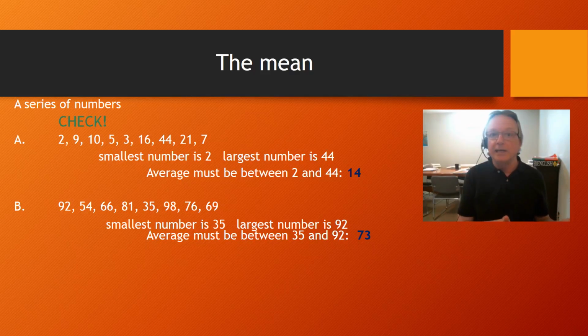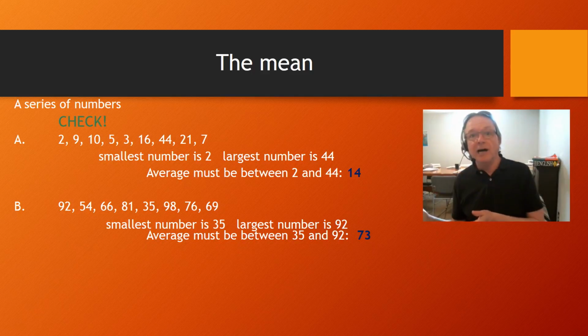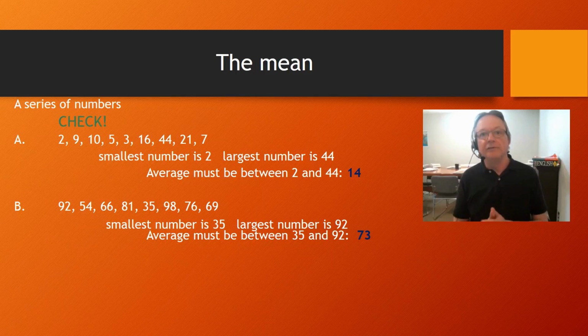If we had a 28, we know immediately we're wrong. We've done something. Maybe we didn't add in a number. Maybe we did the division incorrectly or divided by the wrong number. We'd have to go back and check. Again, if we had a 75 or a 92, we also know this is outside of the realm of reality. So we'd have to go back and check to see what went wrong.